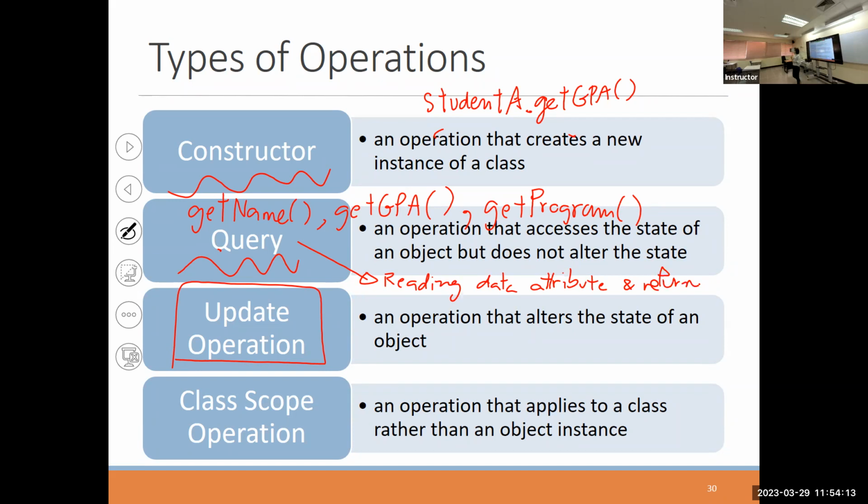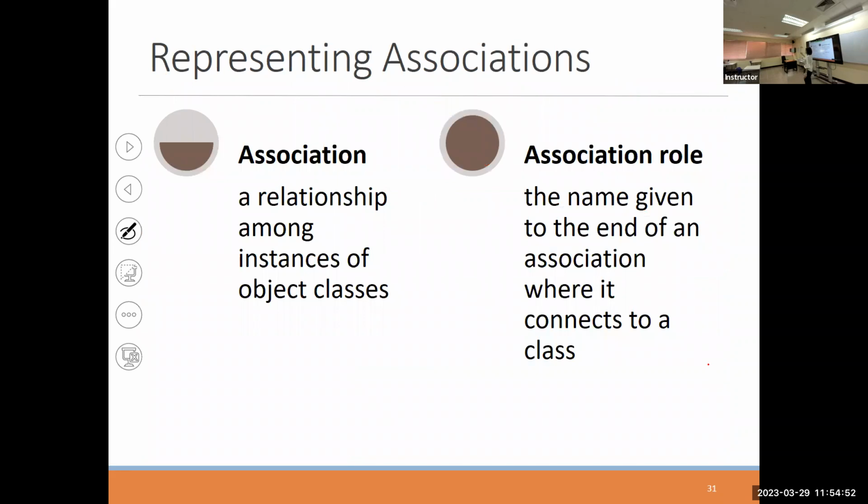Update means, yes, make changes, right? So it could be studentA, the same. I could name it like setGPA. Suppose I want to update the GPA: setGPA(3.45), something like this. So it will make a change, but this is just an example, right? Different programming languages may have different ways and different conventions of doing this. Okay, then those are about class and objects.